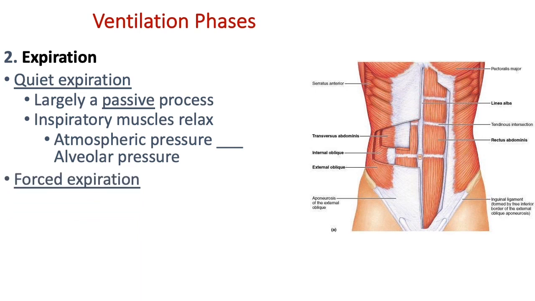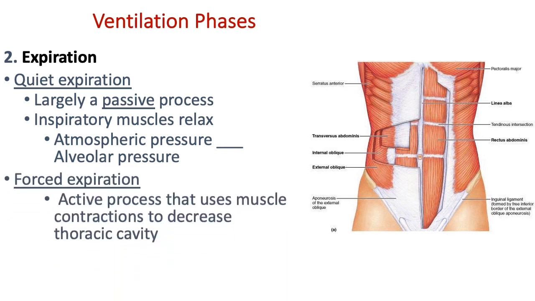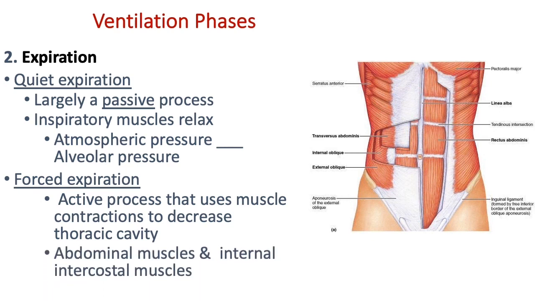Forced expiration is an active process because it involves the contraction of some expiratory muscles. The contraction of these muscles is going to decrease the thoracic cavity even further, thereby increasing the intrapulmonary pressure to a greater extent. So here you might increase the intrapulmonary pressure to 3, 4, even 5 millimeters of mercury higher than atmospheric pressure. The muscles involved in forced expiration are the abdominal muscles and the internal intercostal muscles.